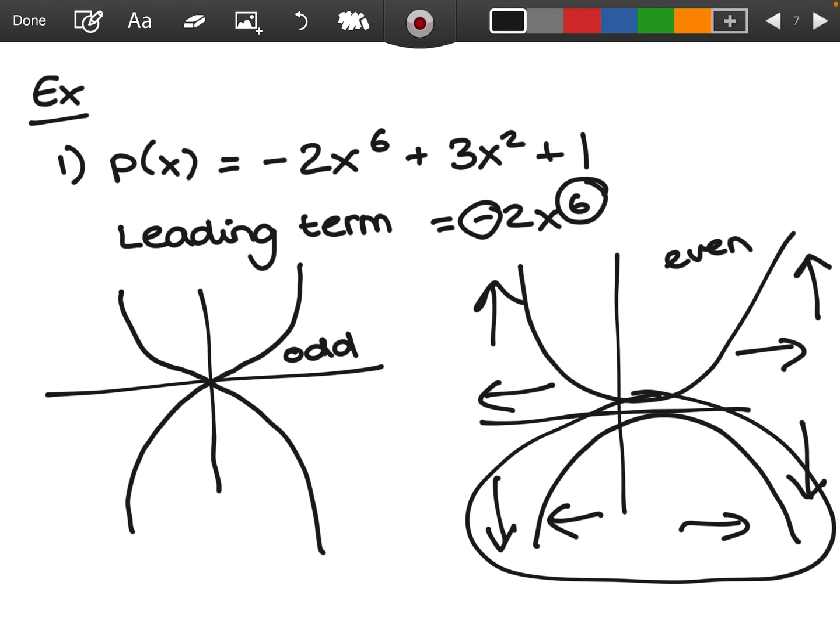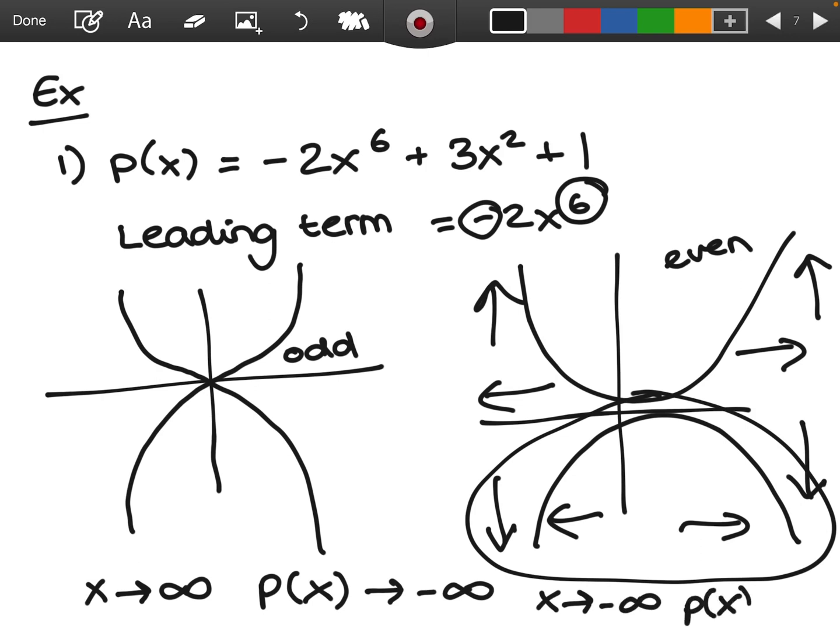So for this case here, because my leading term, this tells me what happens as x goes towards infinity, as that is the term that grows largest the fastest, we find that as x goes towards infinity, my whole polynomial, p of x, is going to go towards negative infinity. And as x goes towards negative infinity, p of x is also going to go towards negative infinity, okay?